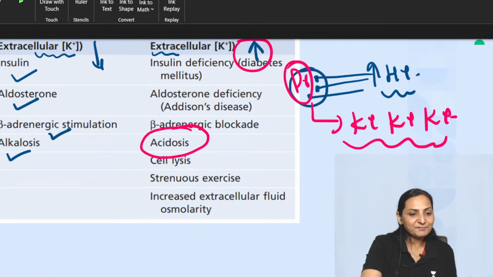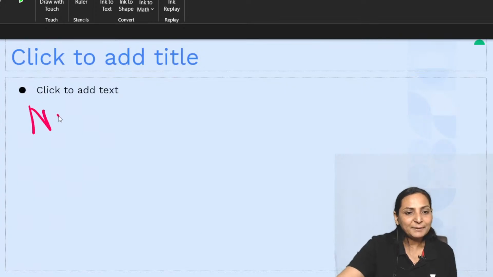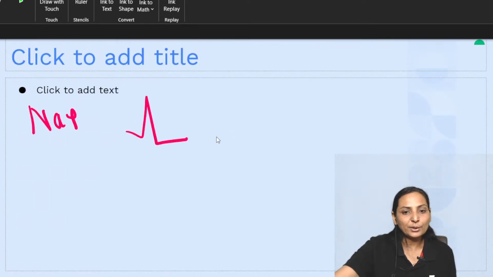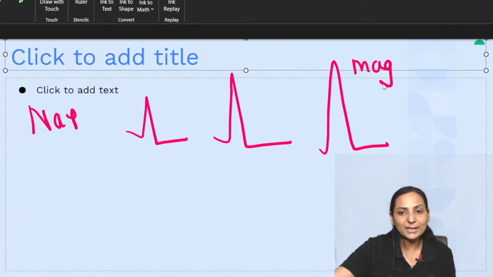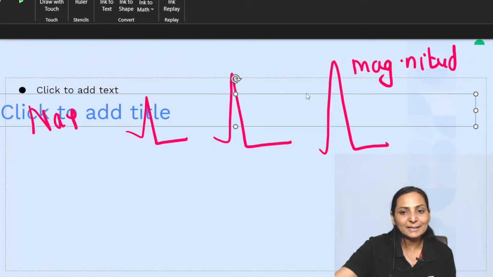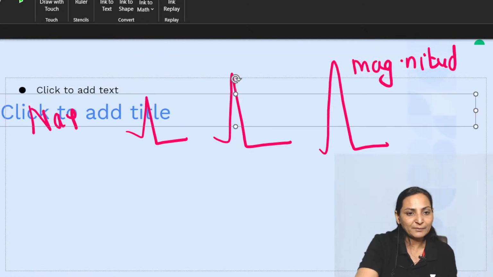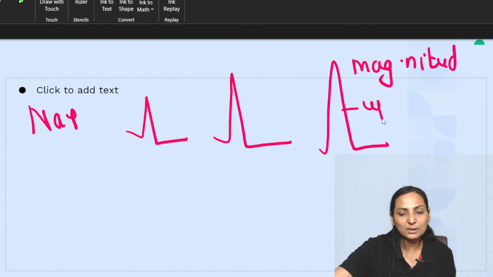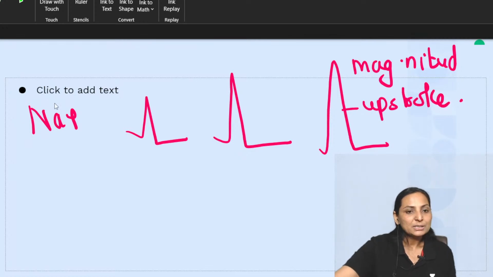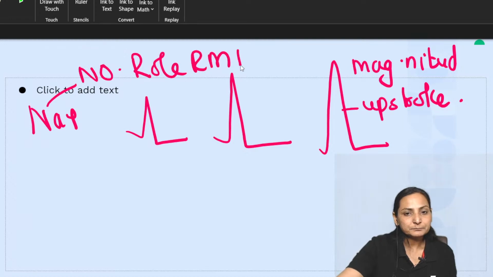Now as Tom, you have asked me the question related to calcium and sodium. Let me tell you that sodium is only going to affect the magnitude of the action potential, only the magnitude. So if you are getting an increase in the size of this upstroke, this means that the sodium is more. Sodium has got no role in RMP.